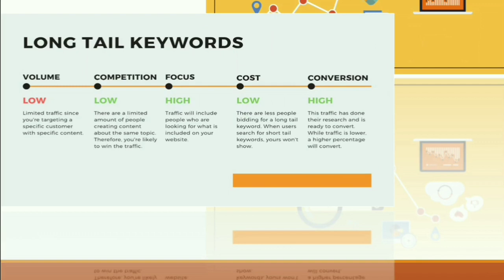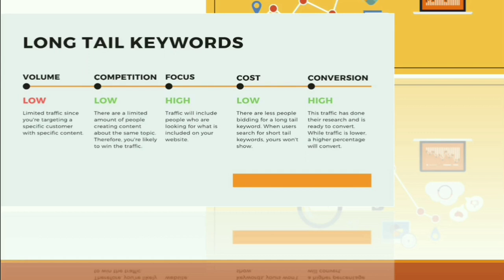Next is the competition. As you're going to get very few websites if the long keyword is entered, your competition will also be low. Next is focus. As the customer himself is very precise, those particular websites will get very high focus, because the traffic consists of people who are looking for what is included on your website. And the cost is also low, because there are very few people bidding for the long tail keyword.